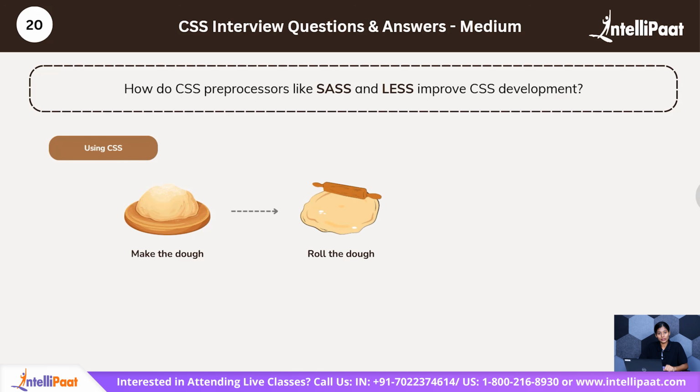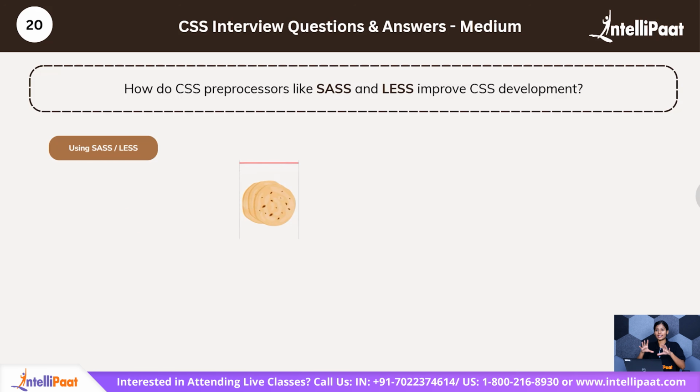Then you need to roll the dough manually again by yourself. Then you cook the chapati, and finally you get the chapati. But if you're using SASS and LESS, it's like buying the chapati in the form of a packet. The dough has already been made, the rolling has already been done. All you need to do is just cook the chapati and get the final product.